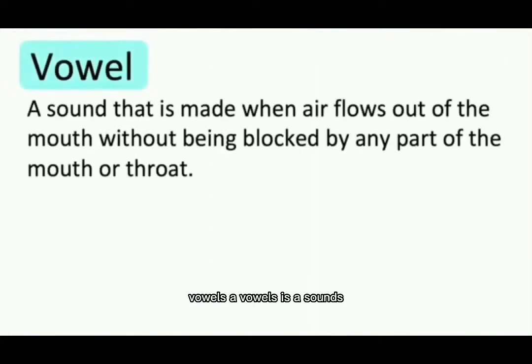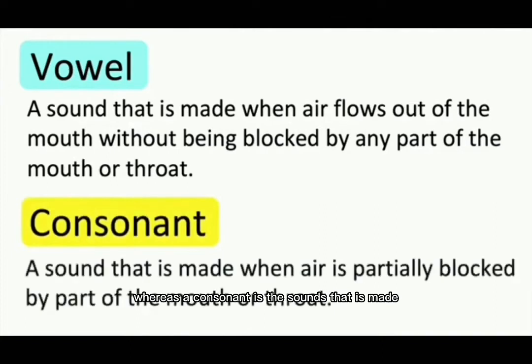A vowel is a sound that is made when air flows out of the mouth without being blocked by any part of the mouth or throat. Whereas a consonant is a sound that is made when air is partially blocked by part of the mouth or throat. Every word in English has at least one vowel. Let's have a look at some examples.